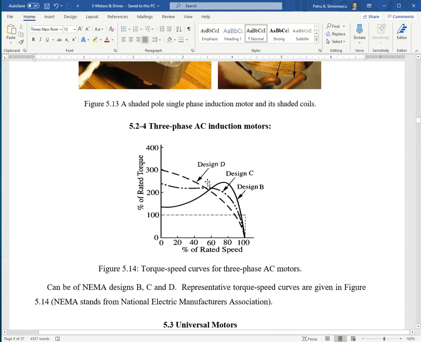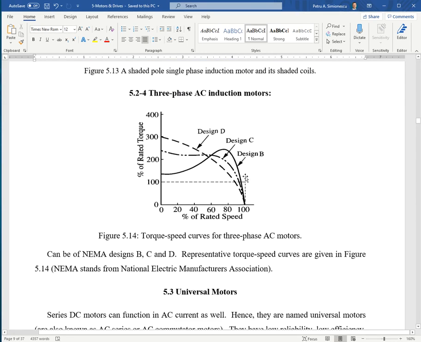For the three-phase induction motors, there are different designs. So you see design D has the most stall torque, useful when you start under load, like in conveyor belts. And then the other designs are design C and B, with design B having the lowest stall torque. Okay. NEMA stands for National Electrical Manufacturers Association.